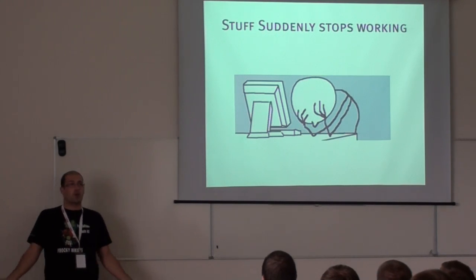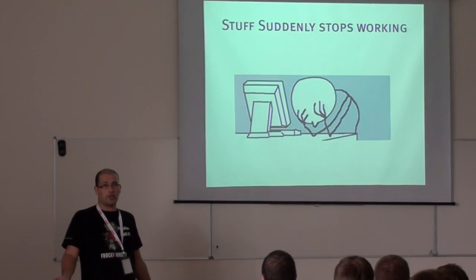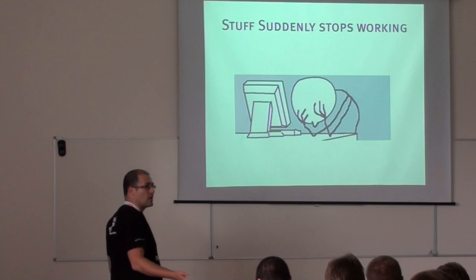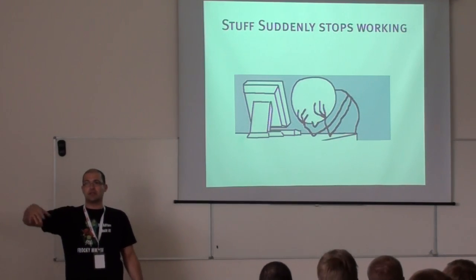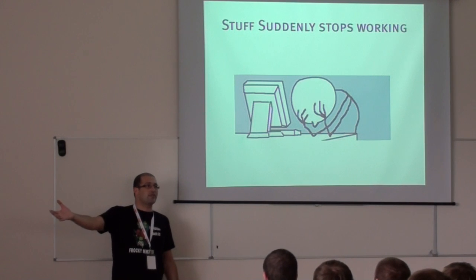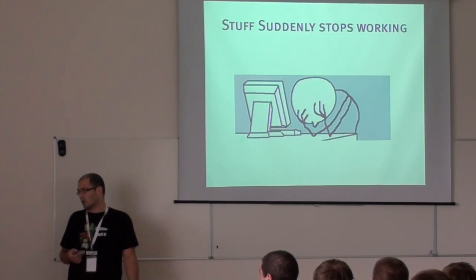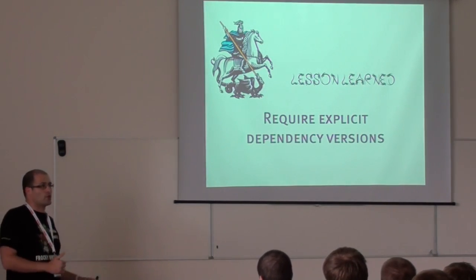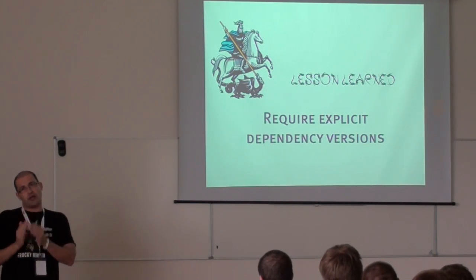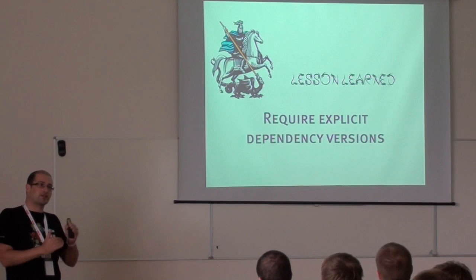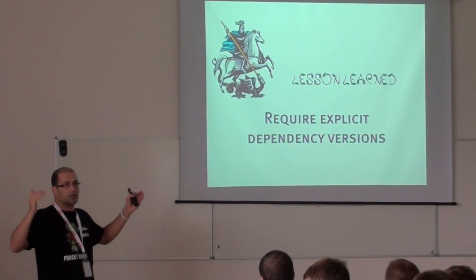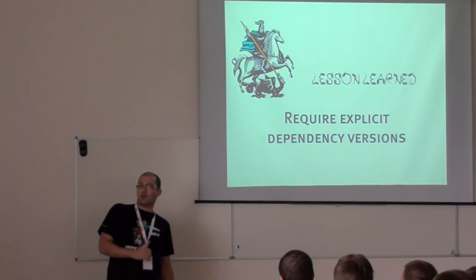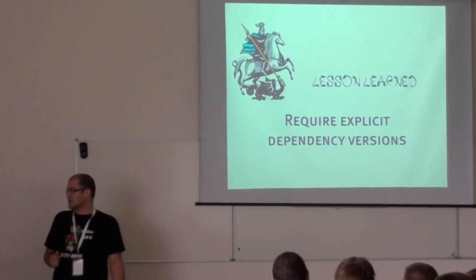And then stuff suddenly stops working, right? I have my code, I have my build, I build it today, I build it tomorrow, the same build, my code didn't change, and the build breaks now. Why? Because some Maven plugin introduced incompatible changes and increased the version, and now I get it and it won't work. So, explicit dependency versions are the safe choice. Minor version ranges are cool, but starting to be dangerous. The bigger the version range is, the more dangerous it becomes. So if you want to be really on the safe side, just require explicit dependency versions.